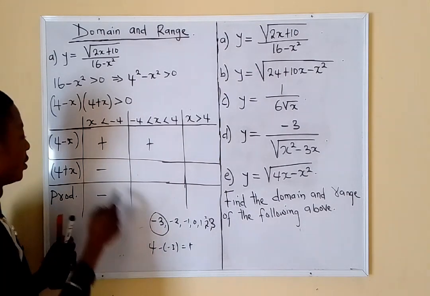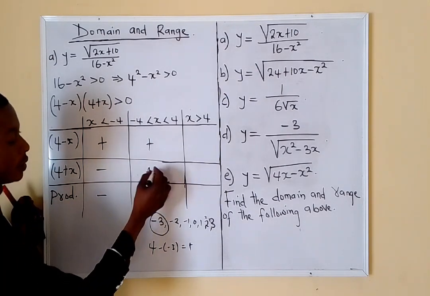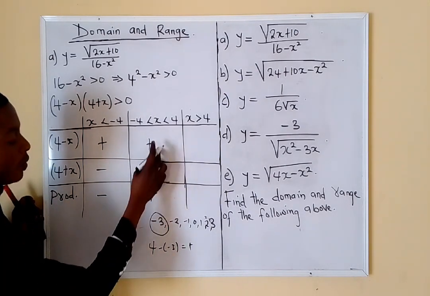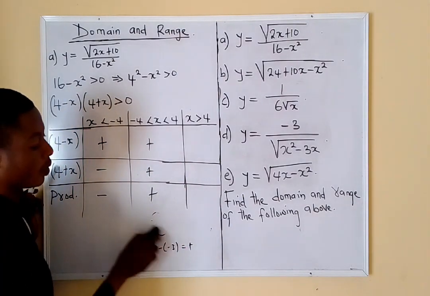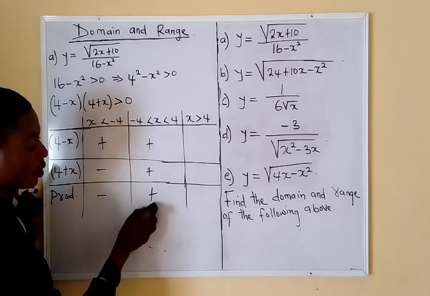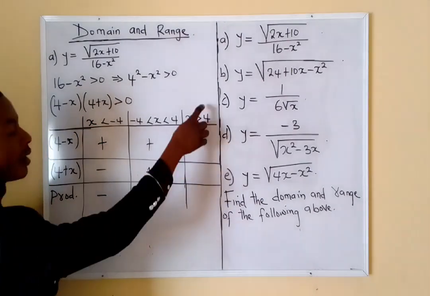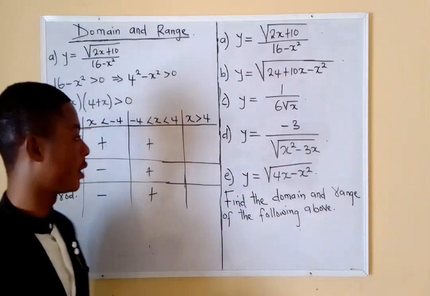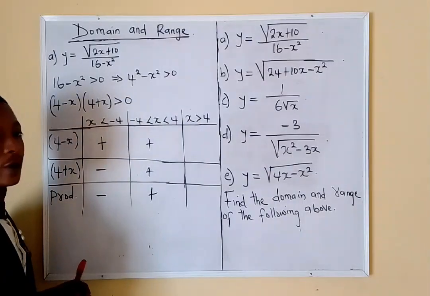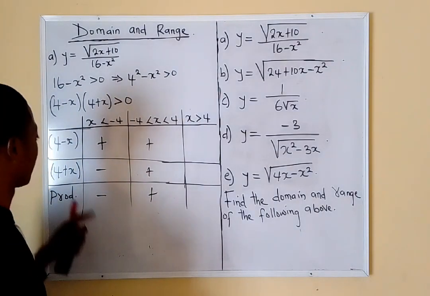Then lastly, we are taking a range of numbers that are greater than 4. Numbers greater than 4 are like 5, 6, 7, continuously. So we take 5, for example, and test. 4 minus 5 will be negative 1. 4 plus 5 is positive. Their product is negative.